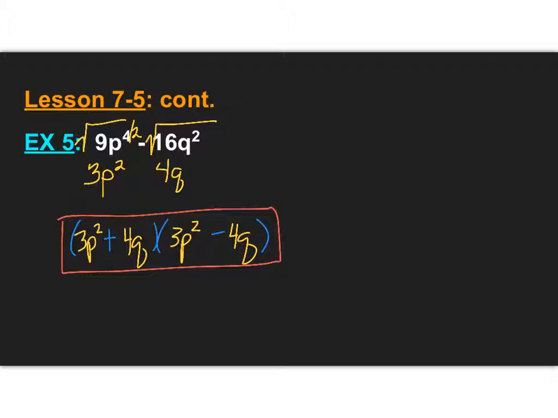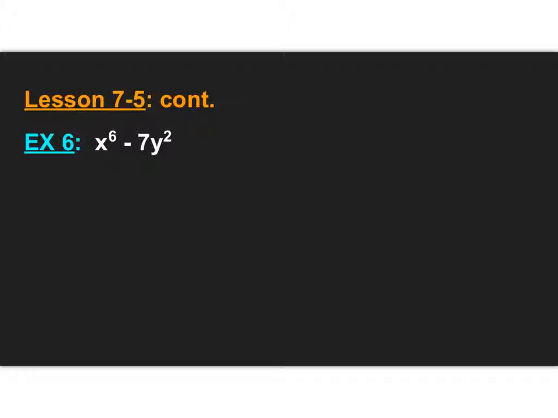Last problem. So for example 6, again, we want to determine, is this a difference of two squares? So we have a difference, so we're good. And then we need to look to see, are these two perfect squares? So right now, the square root of x to the 6, is that a perfect square? Well, remember, if we took the square root of it, the index is 2, and so we would divide that by 2, and we get x cubed. So yes, x to the 6 is a perfect square.